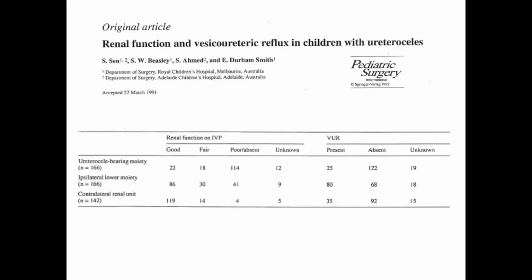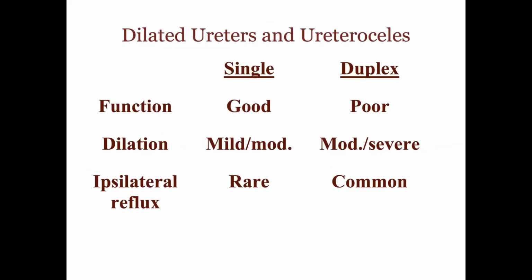If you look to the right side of this table, the incidence of reflux into the ureterocele spontaneously is pretty rare. Ipsilateral lower pole reflux happens over 50% of the time, and contralateral reflux happens pretty commonly. Next slide. Just as a comparison, if you have a single system ureterocele, the function is typically good for the ureterocele moiety. In a duplex, it's poor. The dilation with a single system is usually mild to moderate.